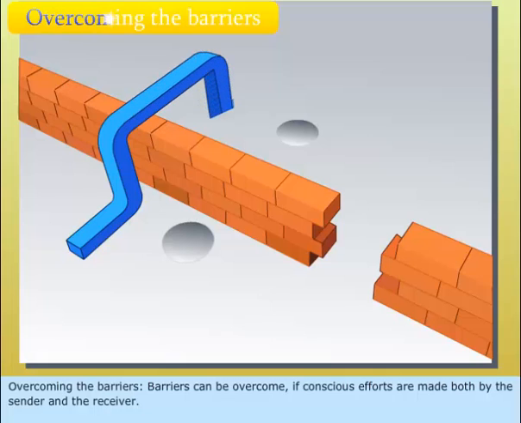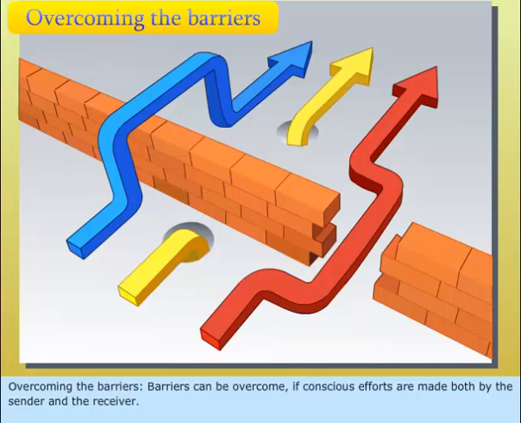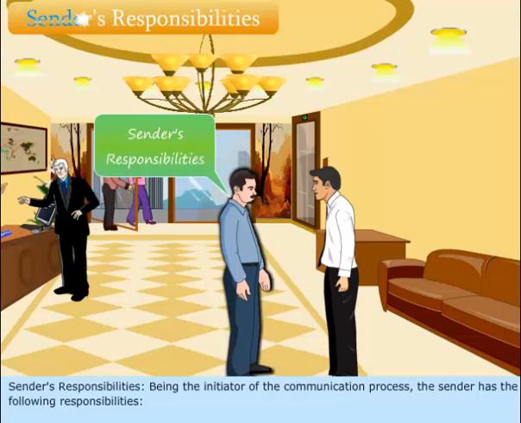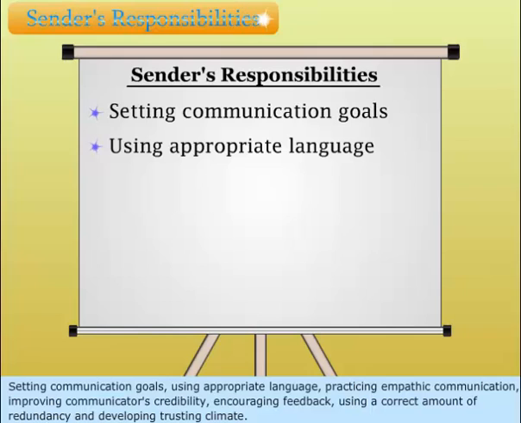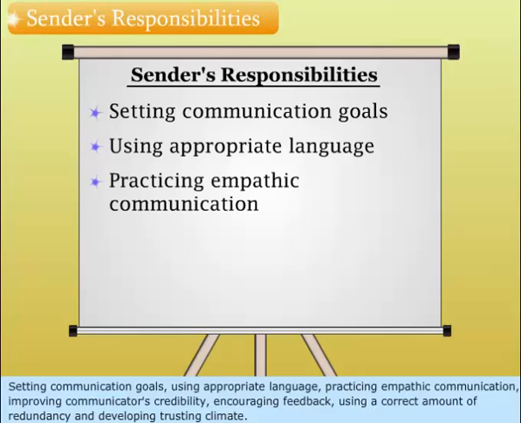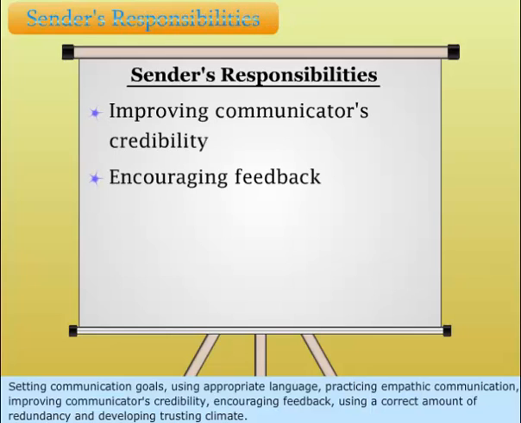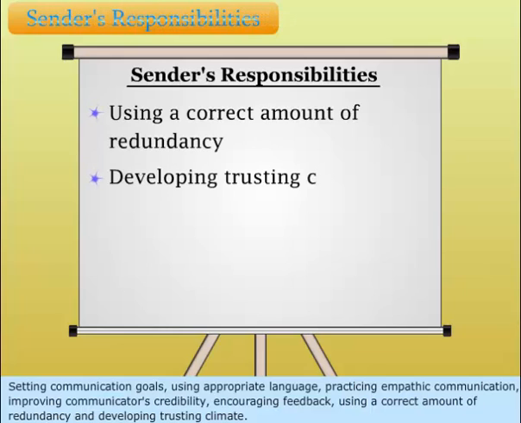Overcoming the barriers. Barriers can be overcome if conscious efforts are made both by the sender and the receiver. Sender's responsibilities. Being the initiator of the communication process, the sender has the following responsibilities: setting communication goals, using appropriate language, practicing empathetic communication, improving communicators' credibility, encouraging feedback, using a correct amount of redundancy, and developing trusting climate.